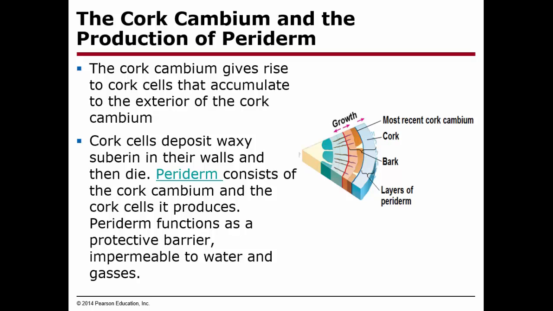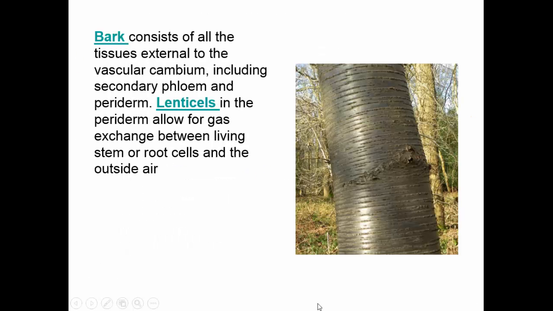After these cells die, they start to build up and produce a substance called cork. This establishes a new layer that replaces the epidermis, called the periderm. It's a very tough, thick, protective layer, and it's impermeable to things like water and gases. Now, both the secondary phloem and the periderm make up the familiar structure that we know as bark.